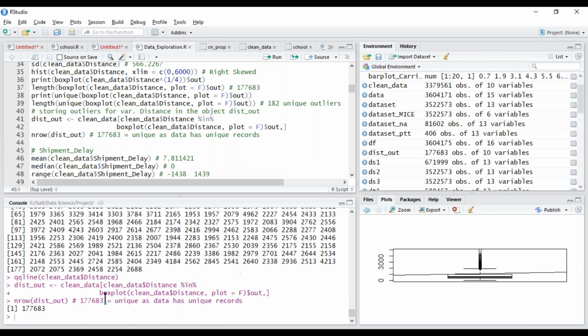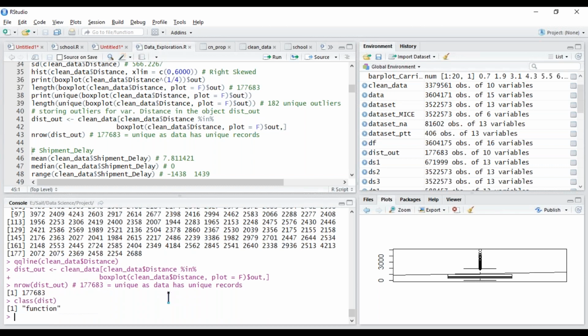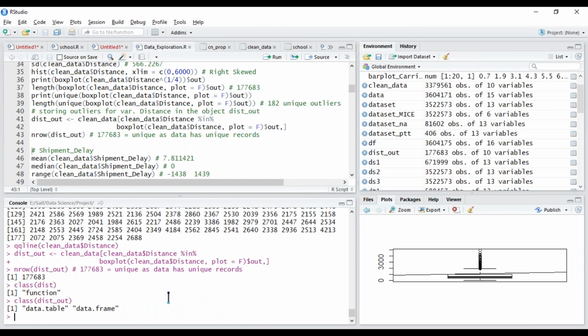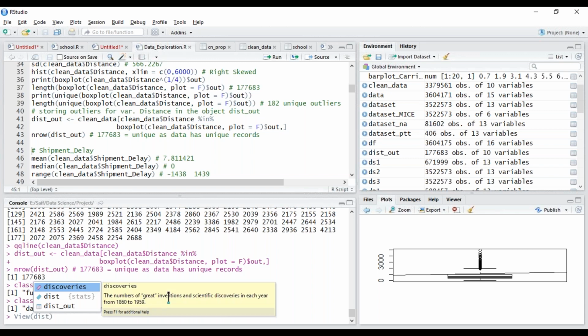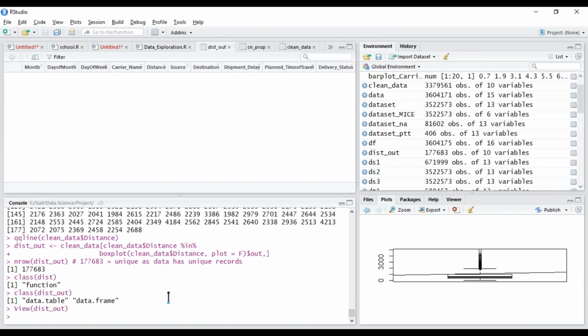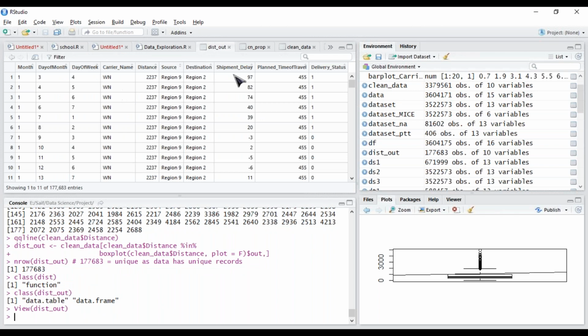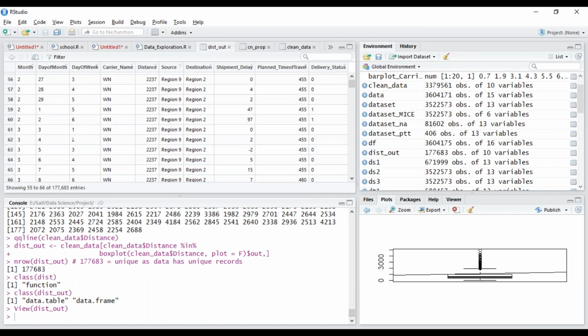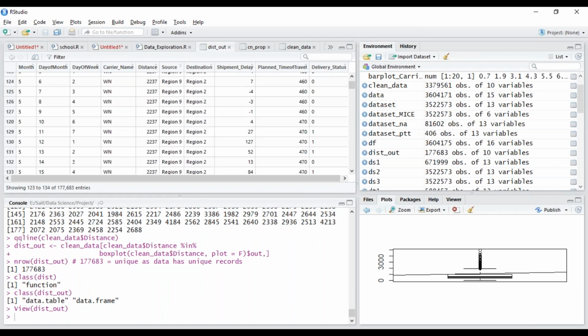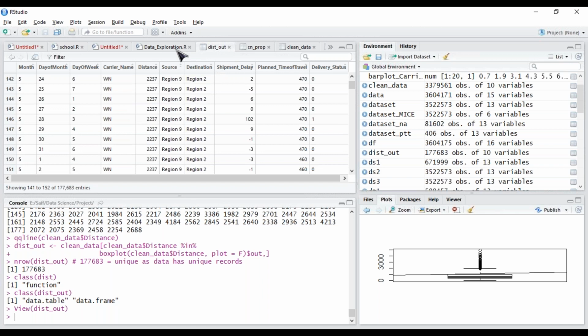So you can look at the data set. I think the class of this is a data frame, if I'm not wrong. Yes, it is a data.table. If you look at View of dist_out, these are the values of your variable distance. All these values are outliers, like 2237. A lot of values are there. So I'm separating the data, and finally I'll combine the results. I'll do rbind.